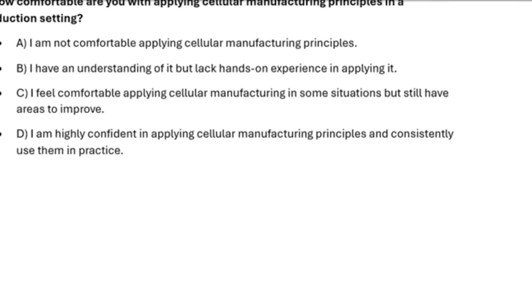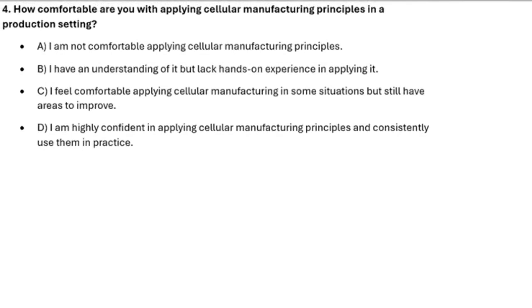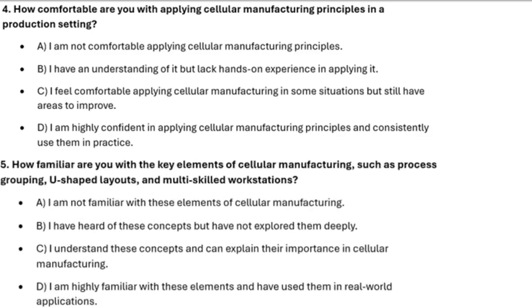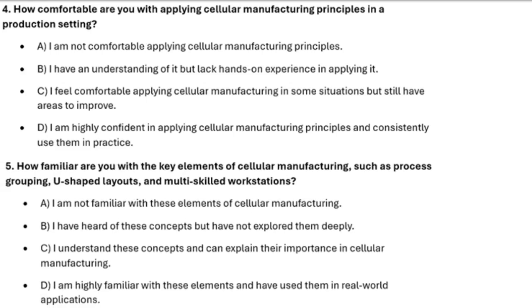4. How comfortable are you with applying cellular manufacturing principles in a production setting? A. I am not comfortable applying cellular manufacturing principles. B. I have an understanding of it but lack hands-on experience in applying it. C. I feel comfortable applying it in some situations but still have areas to improve. D. I am highly confident in applying it and consistently use it in practice.